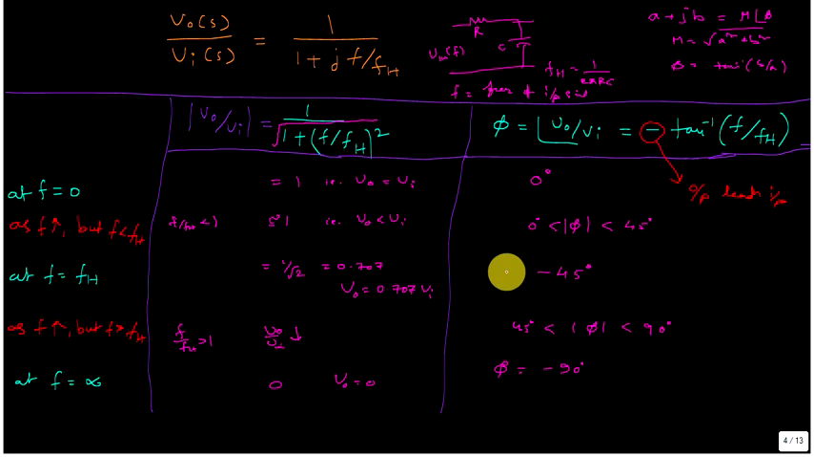If you say phi is equal to 45 degrees, that means output leads input by 45 degrees. We don't call it negative again. Minus 45 degrees means output leads input by 45 degrees. Minus 90 degrees means output leads input by 90 degrees. Like this we need to specify. So this is how the magnitude changes as well as the phase angle changes when frequency is changing from 0 to infinity.